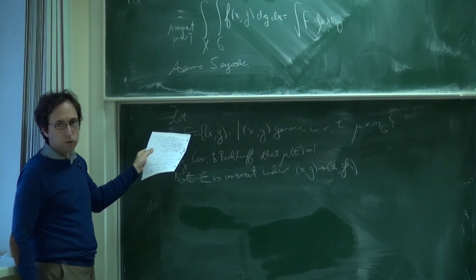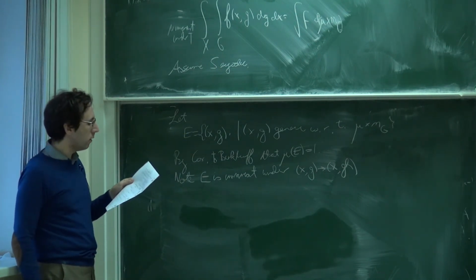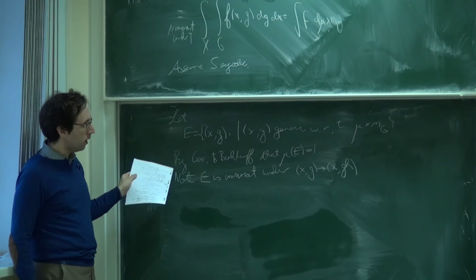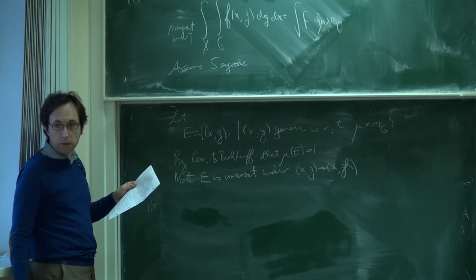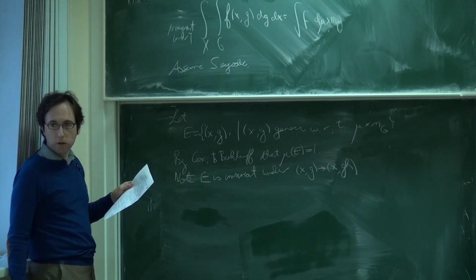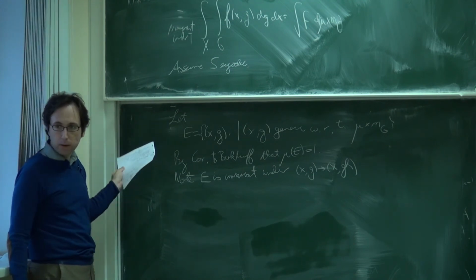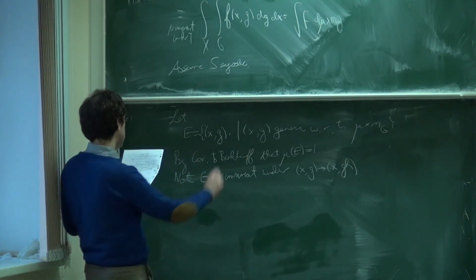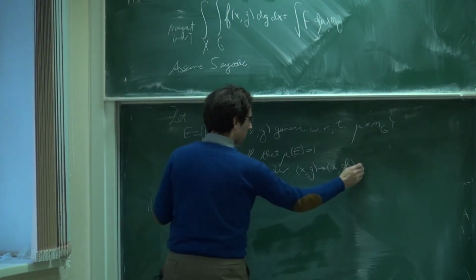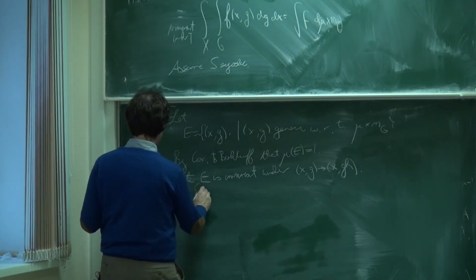So it has full measure. We just want to show that it is the entire set. Note first of all that the set is invariant under right multiplication. Why is that? It's simply because the Haar measure is invariant, as I said, not just by multiplication on the left, but by multiplication on the right. So let me do this in full.